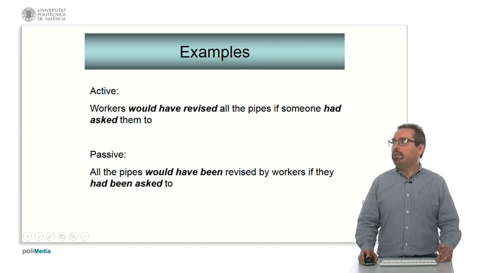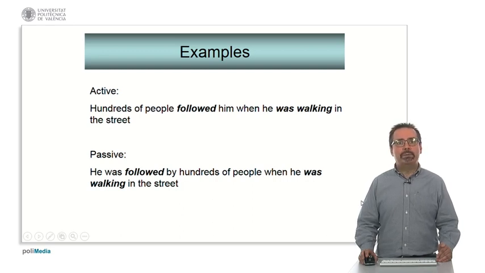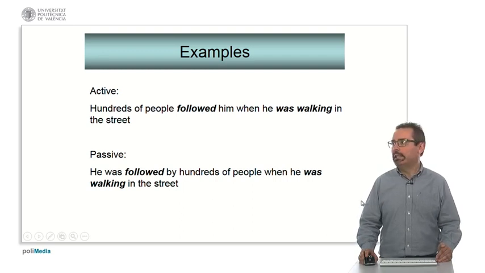Another example: workers would have revised all the pipes if someone had asked them to. The passive will be: all the pipes would have been revised by workers if they had been asked to. We follow exactly the same general mechanical rule. In this other example, hundreds of people followed him when he was walking in the street. The second active verb cannot be transformed into passive, but the first one can: he was followed by hundreds of people when he was walking in the street. Sometimes it is important to include the agent doing the action with by.